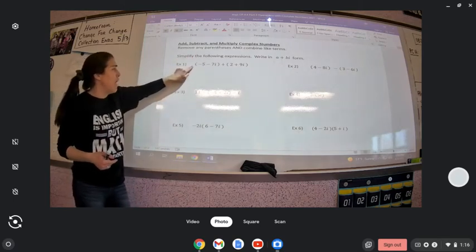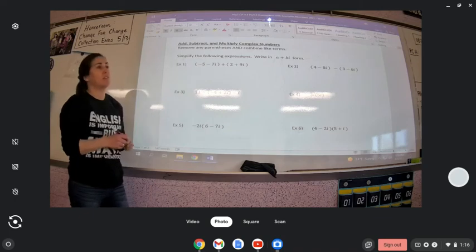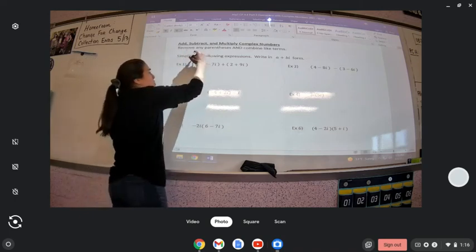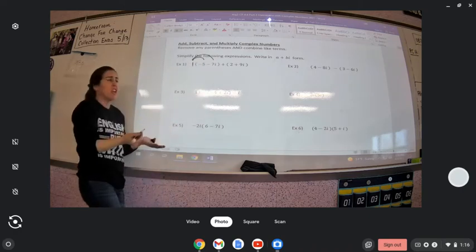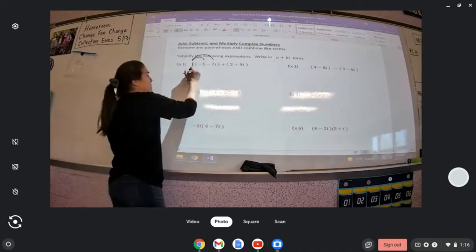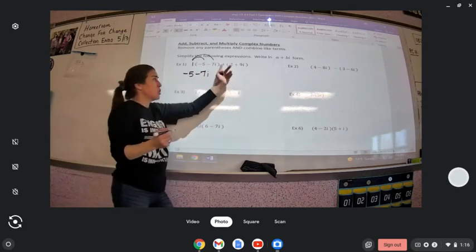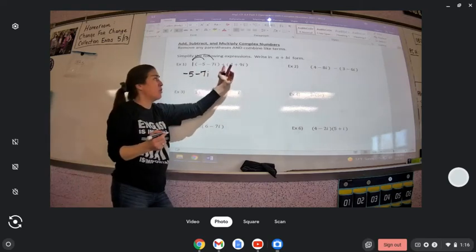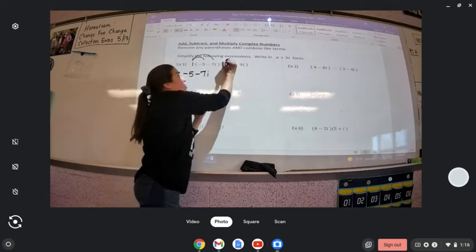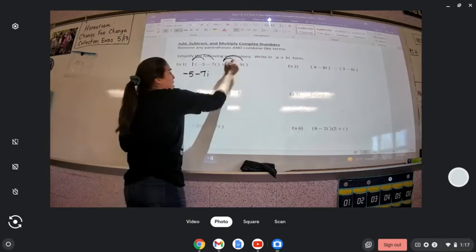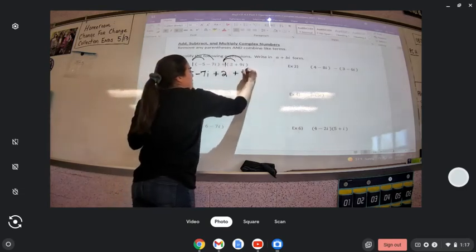So guys, what number would you have to imagine is in front of this parenthesis? A 1. So distribute your 1, but if you distribute a 1, does anything change? No, it'll still be negative 5 minus 7i. And then to get rid of these parentheses, look to the number attached to the front. What number do you have to assume is attached here? Plus 1 again. If you distribute it, does anything change? No, that'll be positive 2 and positive 9i.